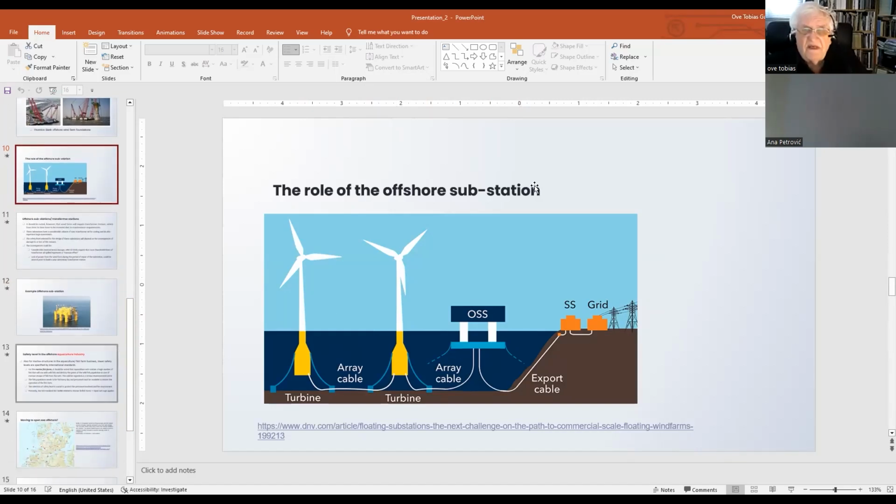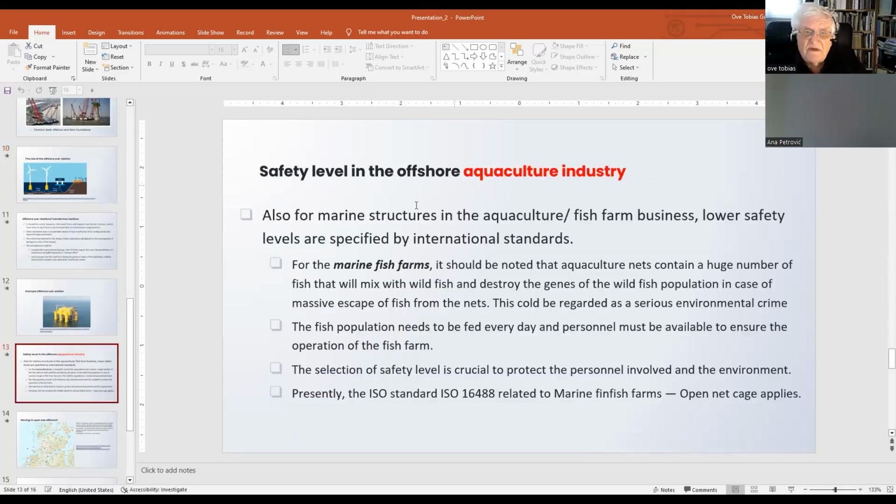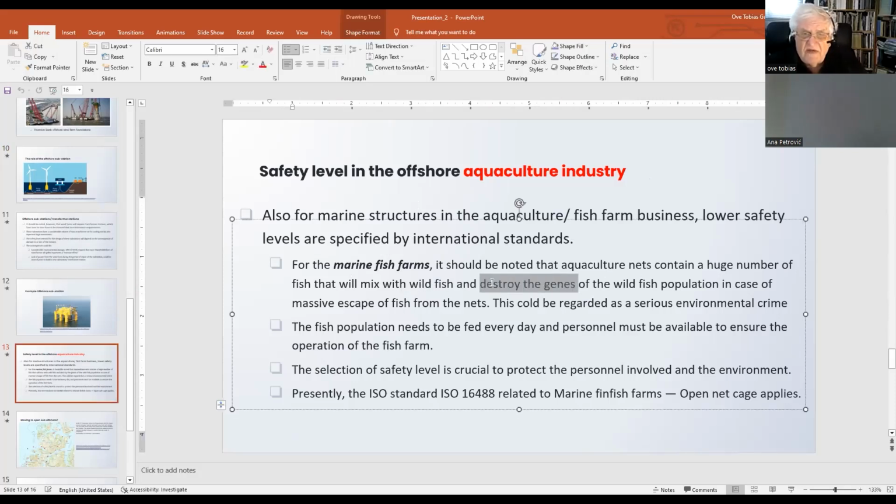Next field of business I will look at is the aquaculture industry. Lower safety levels are specified by international standards, 50-year return period, not so much on collapse criteria. But we should notice that in the marine fish farm, there's a lot of fish, several thousand. And if they are able to leave the fish farm and mix with the wild fish, and we destroy the genes, okay, so we have an environmental damage.